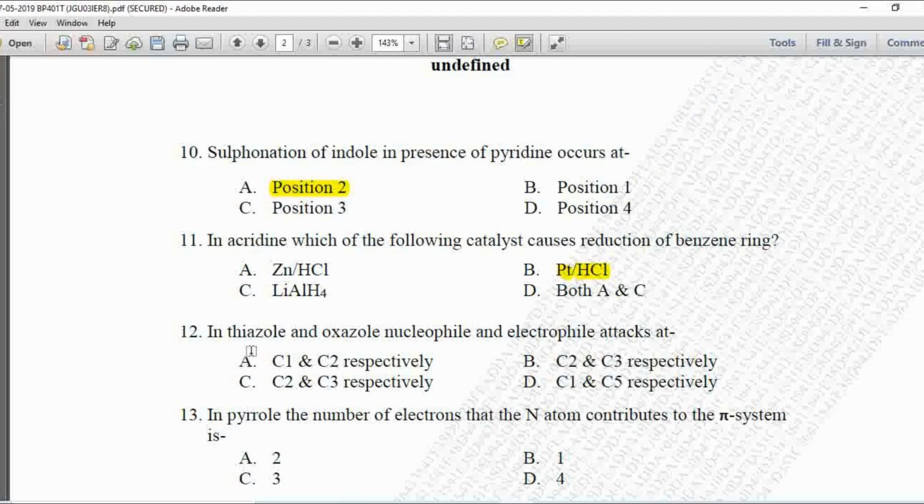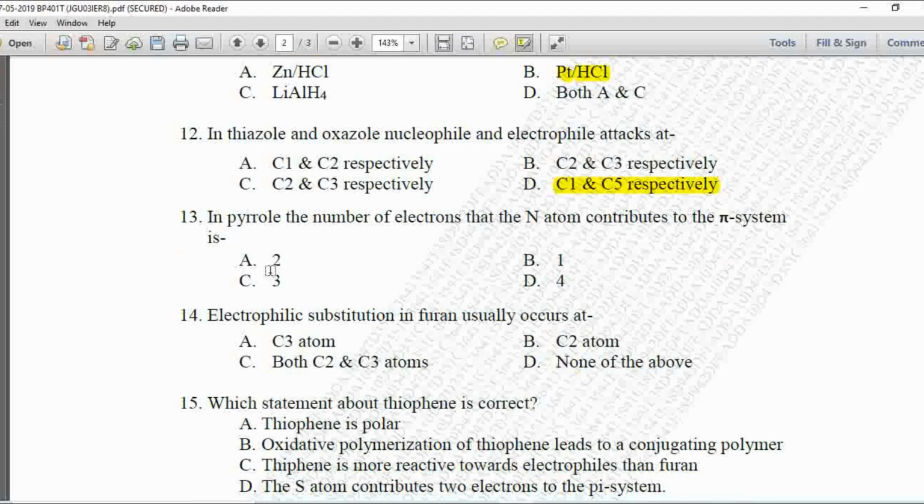So this is the correct answer. Next MCQ 12. In thiazole and oxazole, nucleophile and electrophile attacks at option A is C1 and C2 respectively, B is C2 and C3 respectively, option C is C2 and C3 respectively, whereas option D is C1 and C5 respectively. So in thiazole and oxazole, nucleophilic and electrophilic attacks occur at position C1 and C5 respectively. So the correct option is D.